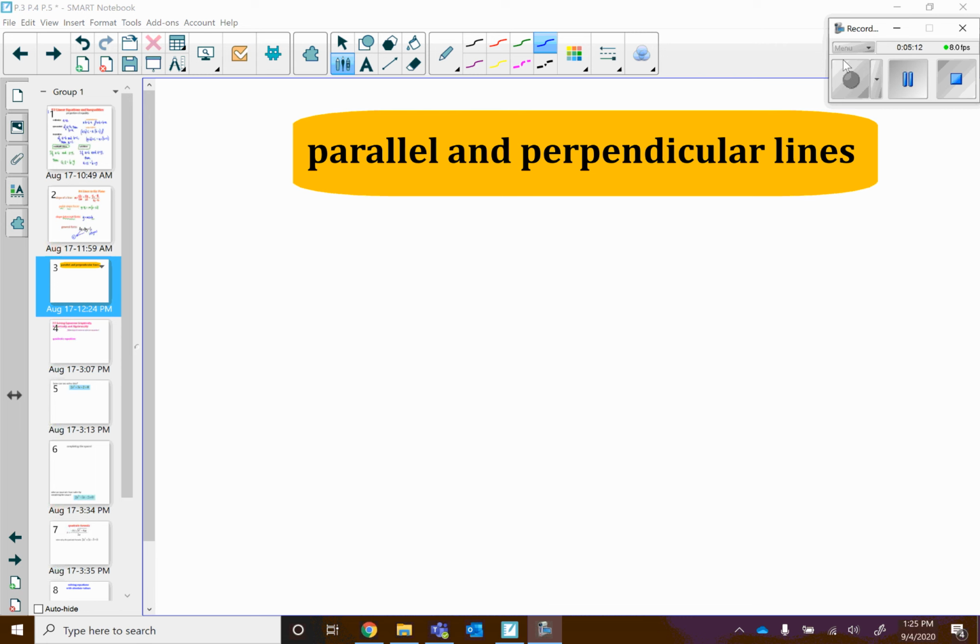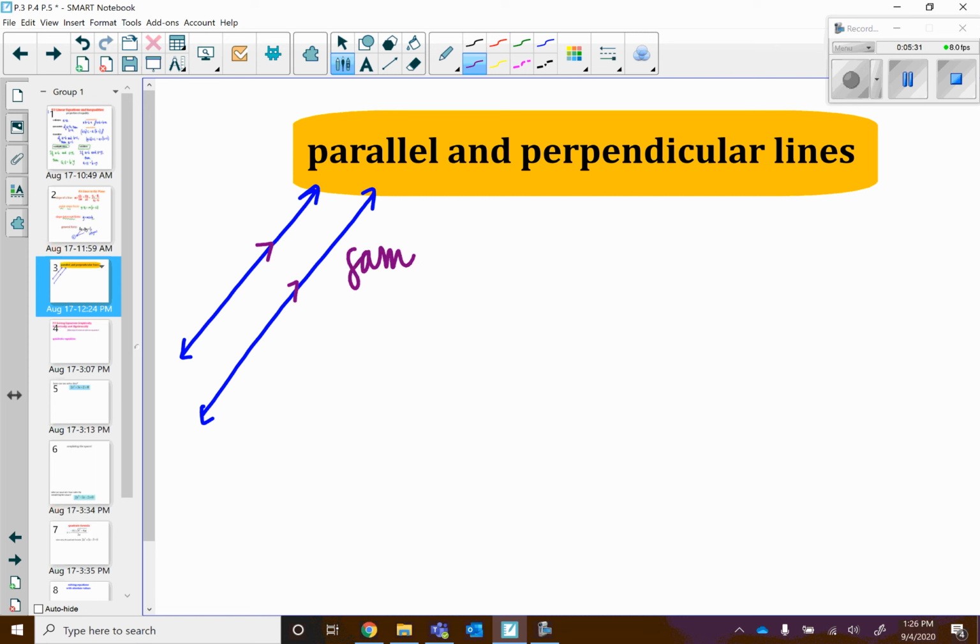The other thing this section talks about is what it means to be parallel, what it means to be perpendicular. Parallel lines, we know, look something like this. That was not perfect. That's okay. Remember, the symbol for parallel is two little carets like that. And what do we know about these lines? They have the same slope.